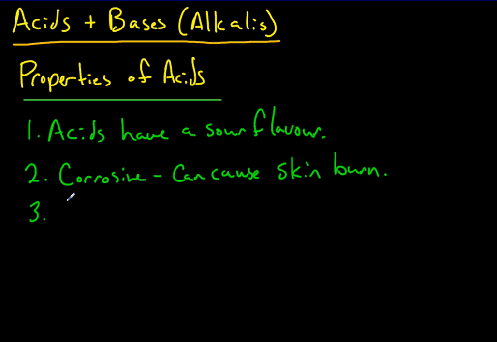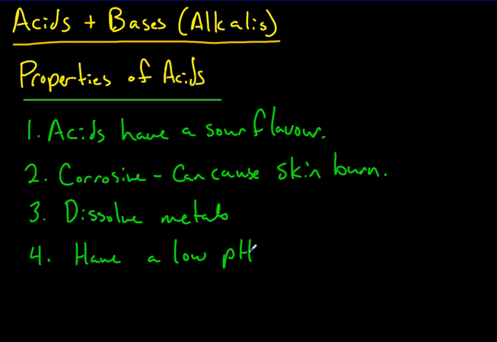Okay. Three, they tend to dissolve metals. We did an experiment a little while ago where I dissolved some magnesium metal, or actually I think it was zinc metal, can't actually remember, into hydrochloric acid, and we saw that it produced a lot of bubbles and so on, and we'll talk about what that reaction is as we go. Sour flavor, corrosive, dissolves metals, they have a low pH. I'll talk about what pH is in a little while, and that pH is lower than 7. So we'll talk about the pH scale of acids and bases in a little bit.